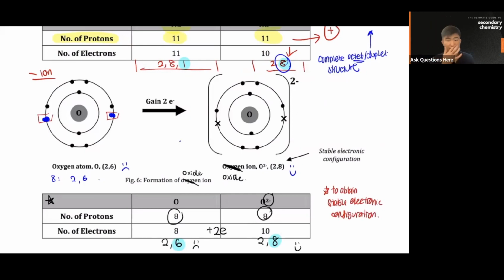Okay, so this is how it actually works. This is how the formation of a negative ion works.